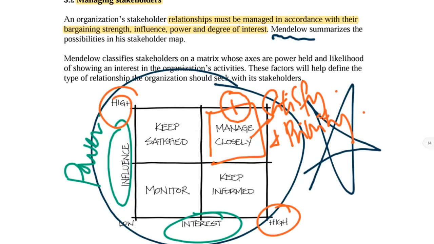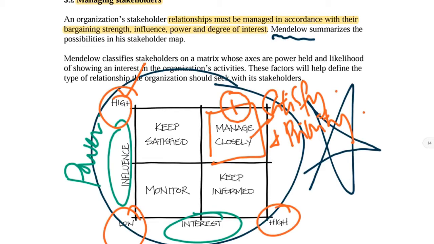And the next one, let's try another one. What if you found that someone's power is very high, okay? But the interest towards you is actually very low, not really high. One good example is, for example, the government. Normally for governments, the power is very high because they can impose rules and regulations on all the organizations.